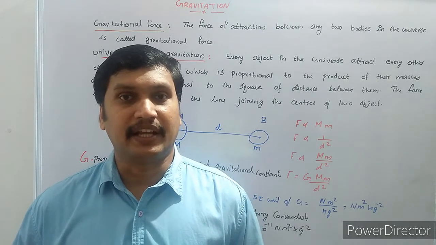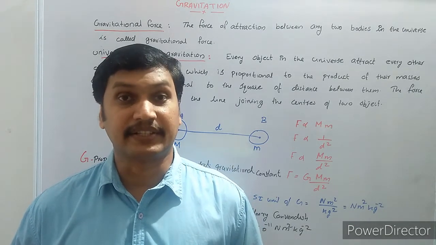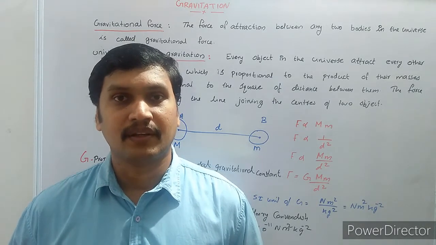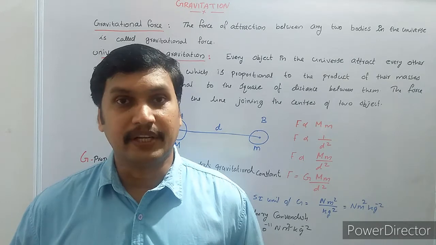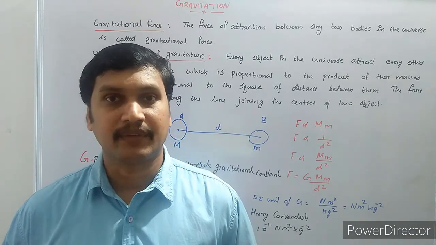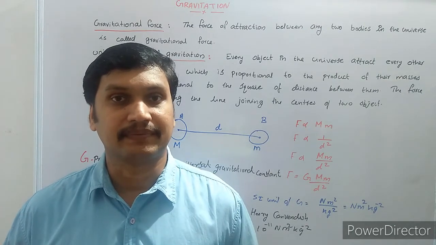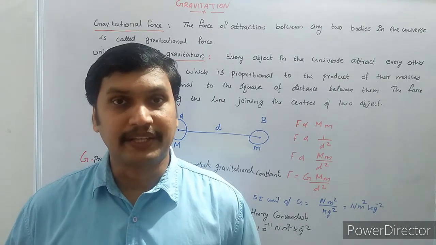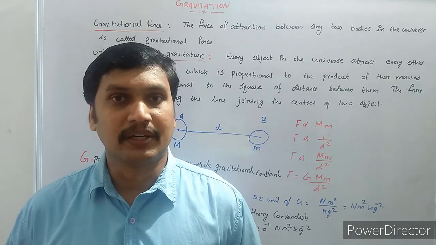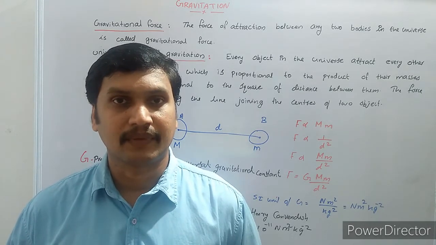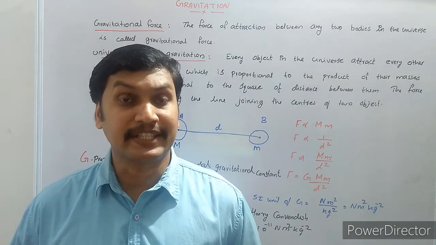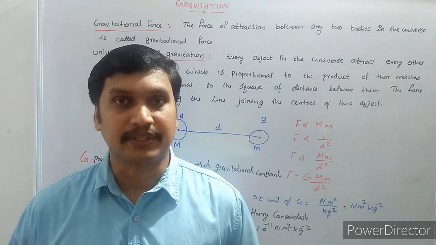Today we are starting a new chapter in physics, that is gravitation, chapter number 10 from the NCERT textbook. We all observe that when you drop an object from a certain height above the Earth's surface, it falls towards the Earth. And also we know that the planets revolve around the Sun and the Moon revolves around the Earth. Some cause, or some force, is responsible for all this motion.